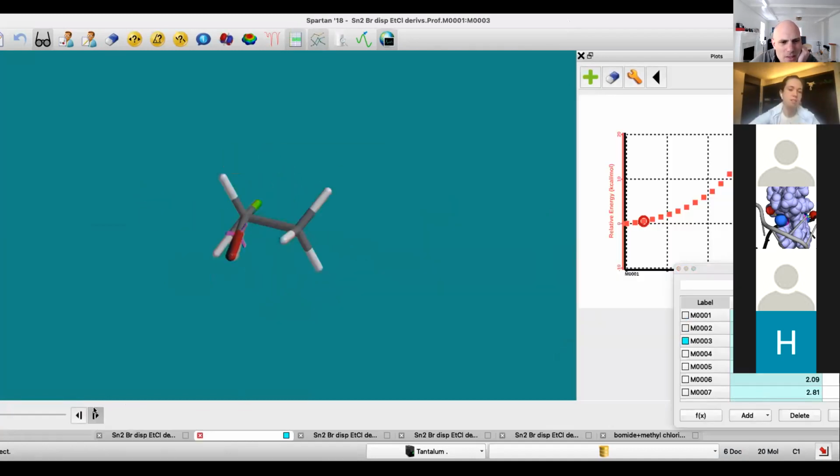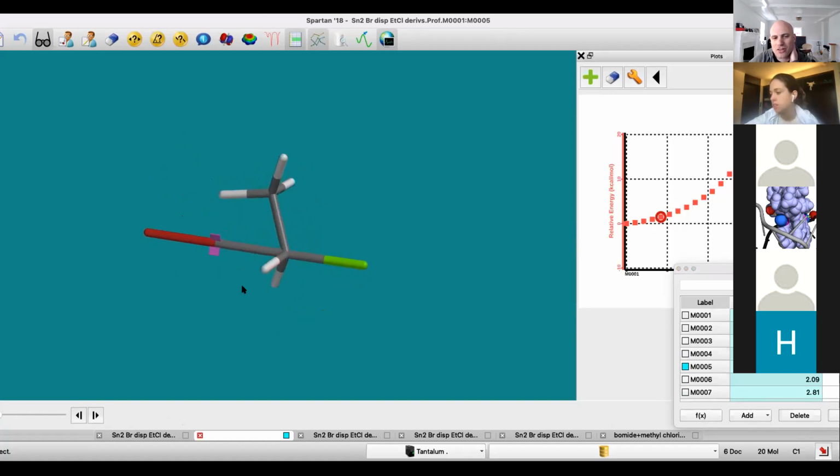So this is basically bromide coming in and attacking chloroethane, okay? And you can see that there's a couple interesting things here: the geometries look a little weird as it's actually starting to come in. You can see that it's coming across sort of the ethyl group, the methyl group over here. But we're approximately linear with respect to the leaving group.